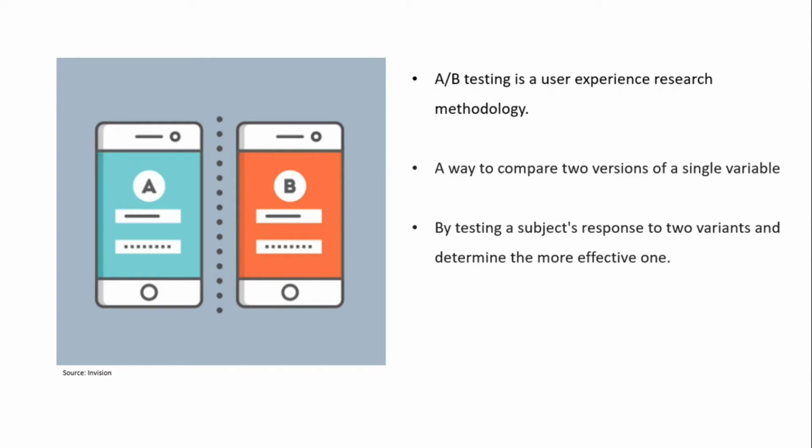A/B testing is a user experience research methodology. It consists of randomized experiments with two variants. A/B testing is a way to compare two versions of a single variable, typically by testing a subject's response to variant A against variant B and determining which of the two variants is more effective.